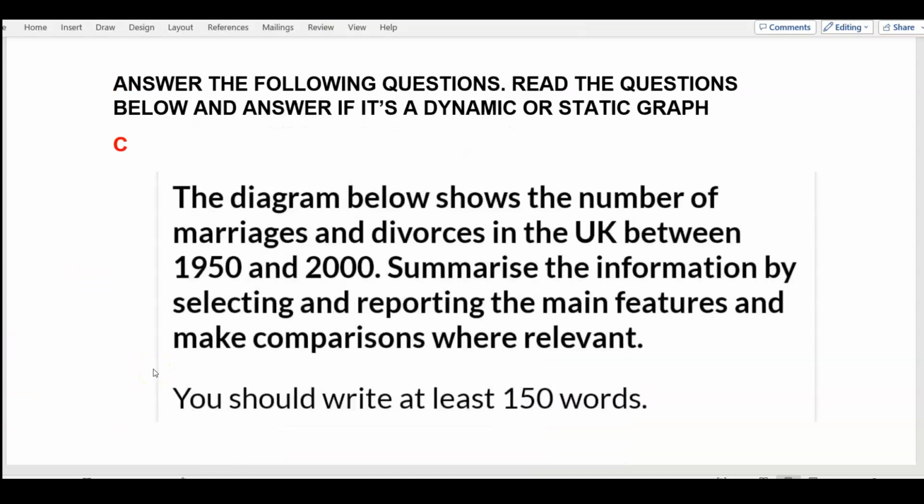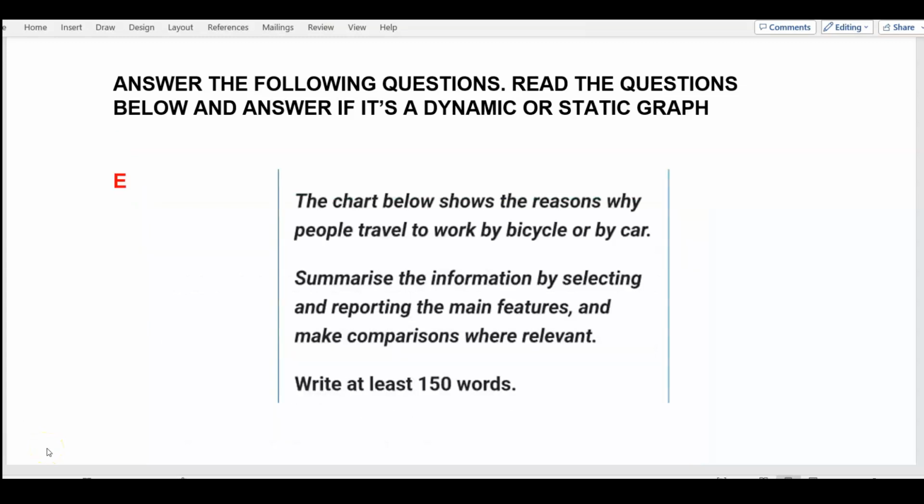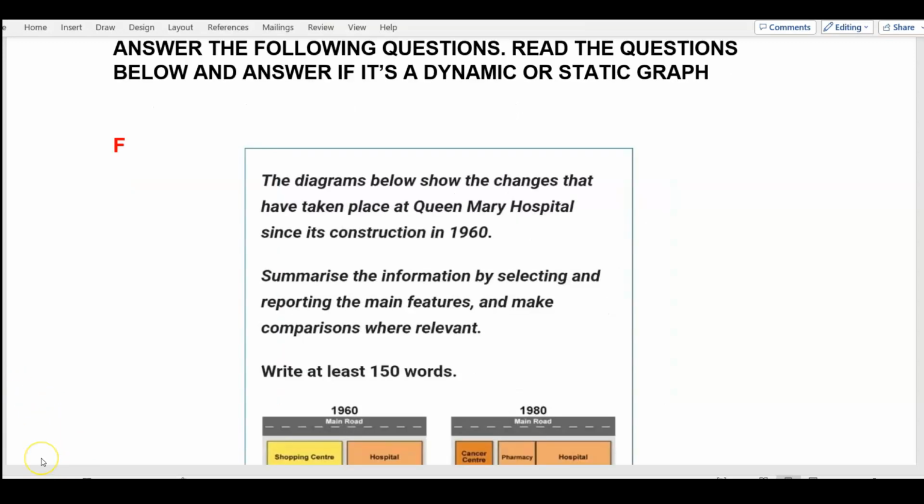So there's the third question. This is the fourth question. There is the fifth question. There is the sixth question.